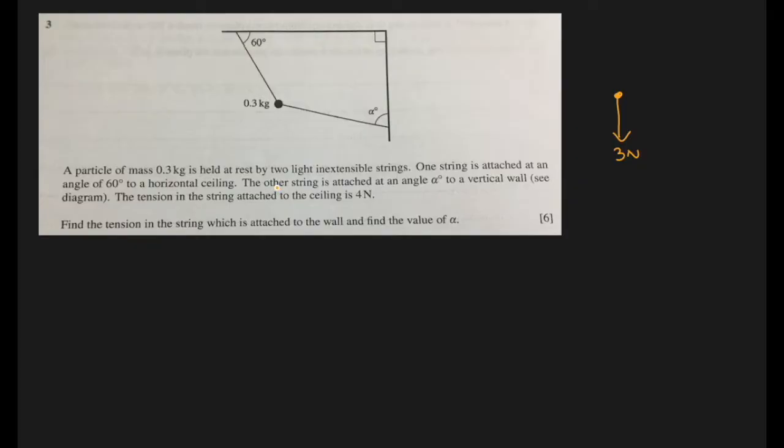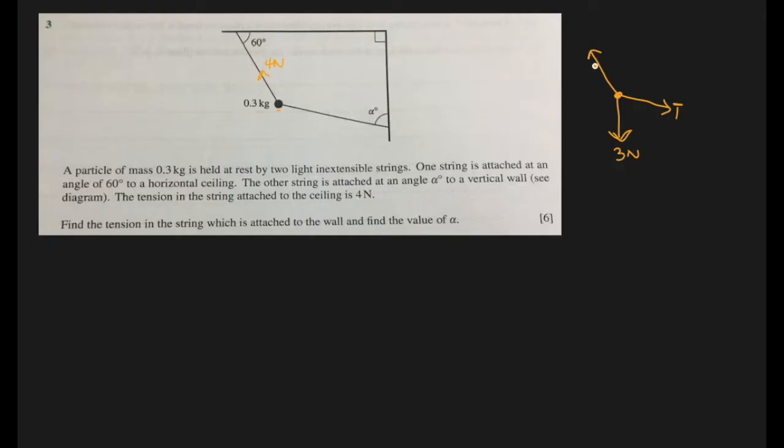Okay, it's there. The other string is attached at an angle alpha to the vertical wall, and the tension in the string attached to this is 4 newtons. So here we have a tension of 4 newton. Find the tension in the string which is attached to the wall and find the value of alpha. Okay, so let's focus on this mass whose body diagram I started to draw. There is a tension in this direction which we have to find. Correct? This tension in this string. There is a tension in this direction also, which is, how much they said?